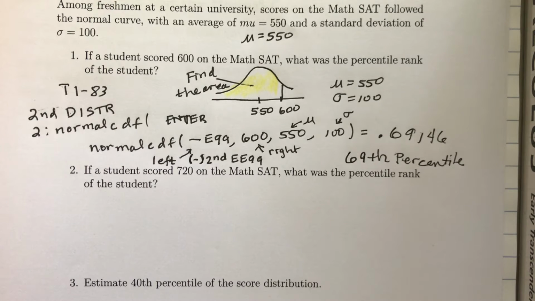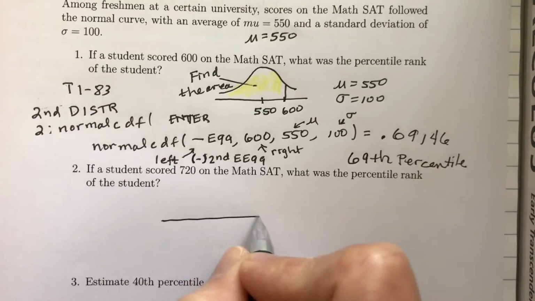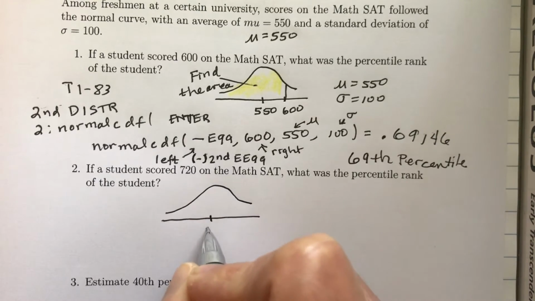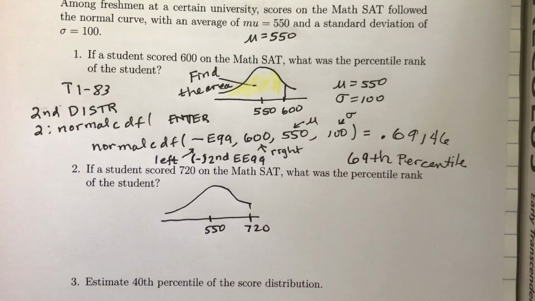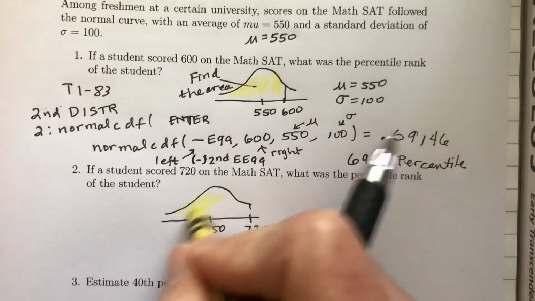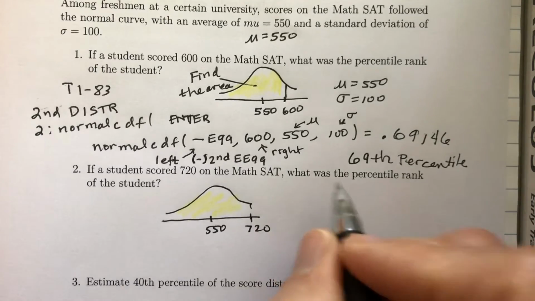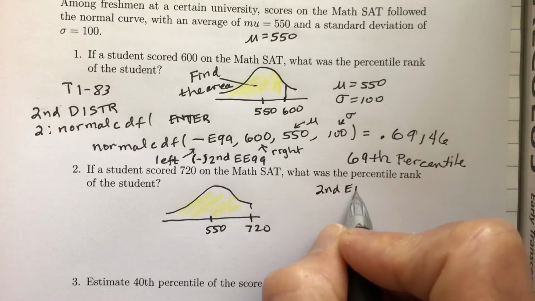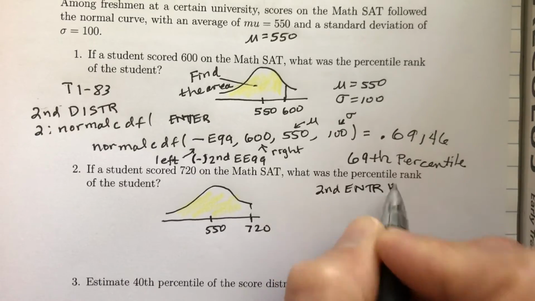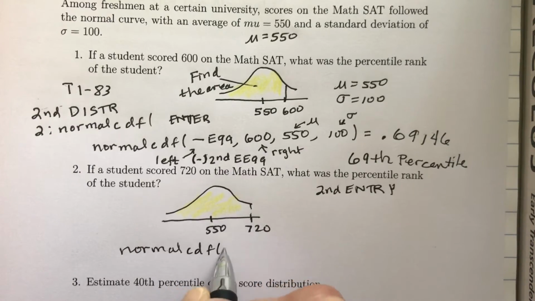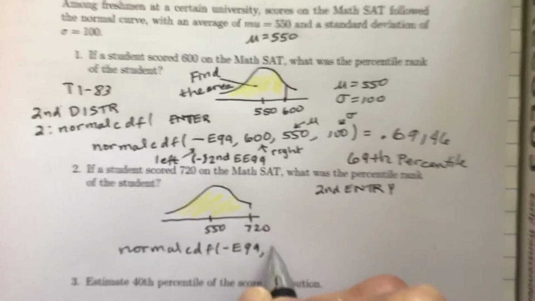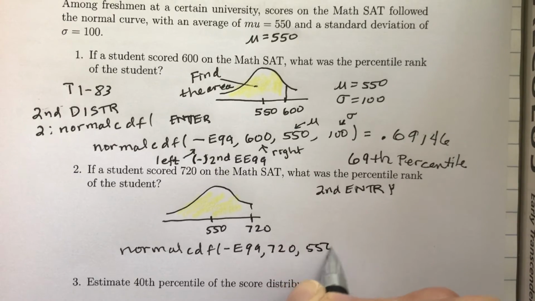One thing you could do is go back and look at a table to double check it. Okay, so then let's look at this one. This is 550, say you have 720 here, and color that in, and we're just going to do the same thing. One thing you can do on your calculator is press second entry. So I'm going to have normalcdf, negative E99, 720, 550, 100.